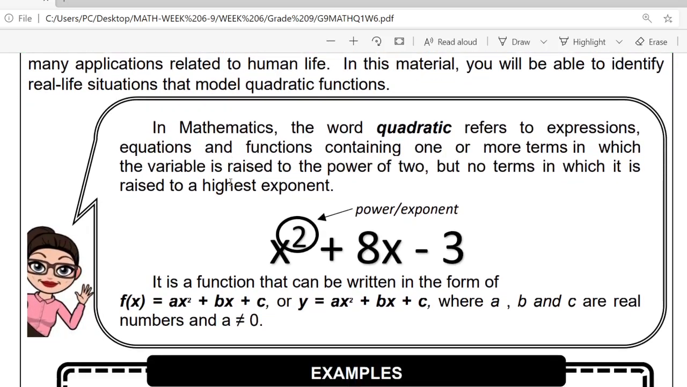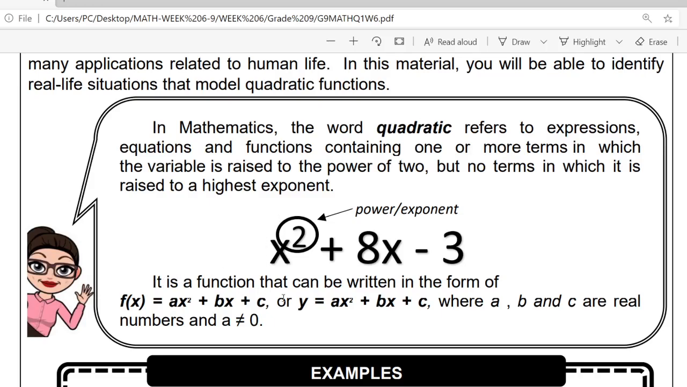In mathematics, the word quadratic refers to expressions, equations, and functions containing one or more terms in which the variable is raised to the power of 2, but no terms in which it is raised to a higher exponent. This is an example of a quadratic function wherein the highest exponent is 2. That's the exponent or the power.